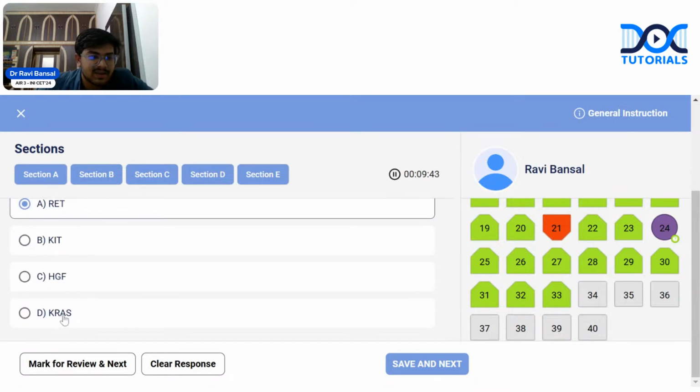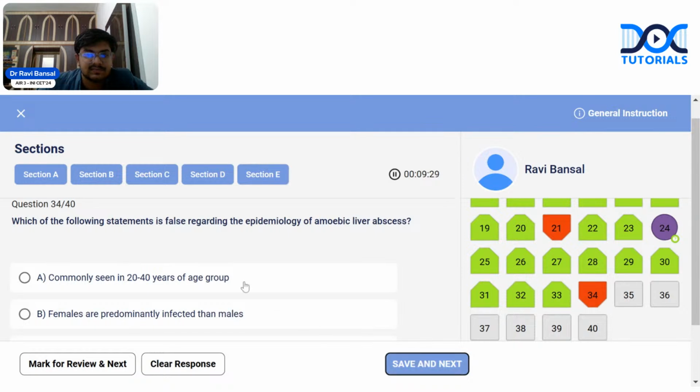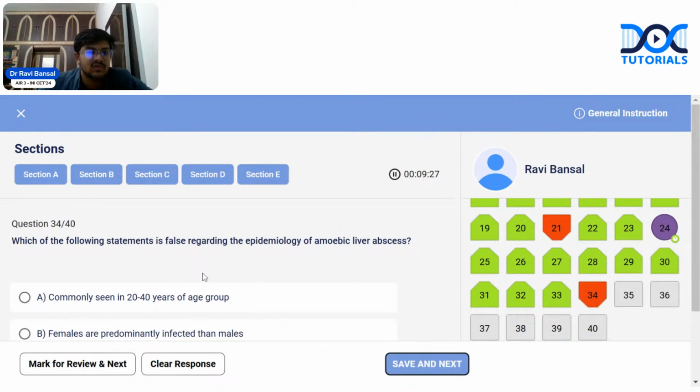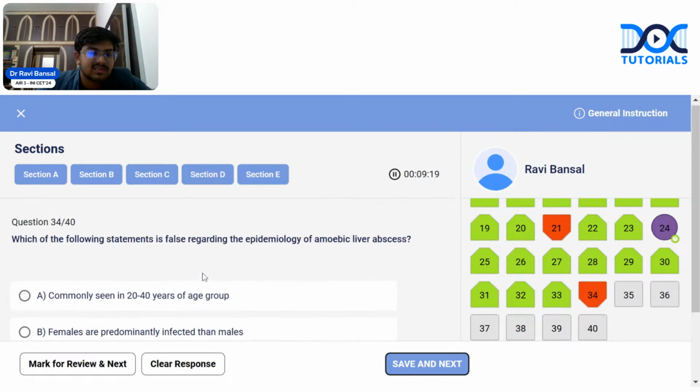KRAS is associated with pancreatic cancer, HGF has something to do with the liver, hepatocyte growth factor. CKIT is seen in testicular or that kind of cancer. RET is involved with medullary thyroid cancer. Which of the following statements is false regarding the epidemiology of amoebic liver abscess? So these kinds of questions are asked in INI actually.